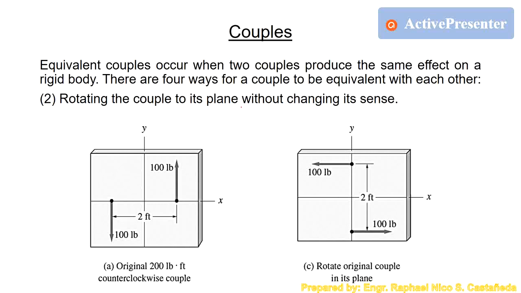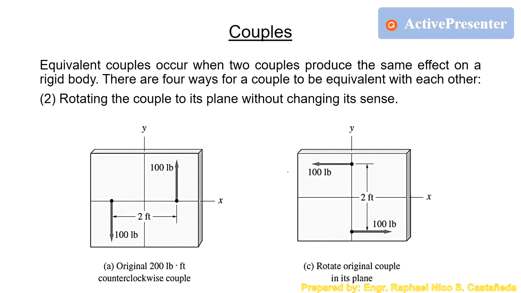The second one is we change the direction of the forces but keep the sense of the couple. For example, in the first figure, we have two forces going downward and upward, while the other is going to the left and to the right. But as you can see, the sense of the couple is still counterclockwise in both figures. So these two couples are equivalent couples.